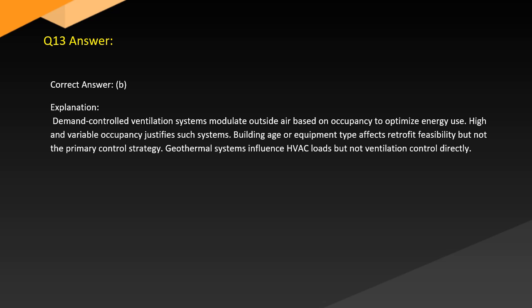Answer. Correct answer, B. Explanation. Demand-controlled ventilation systems modulate outside air based on occupancy to optimize energy use. High and variable occupancy justifies such systems. Building age or equipment type affects retrofit feasibility but not the primary control strategy. Geothermal systems influence HVAC loads but not ventilation control directly.